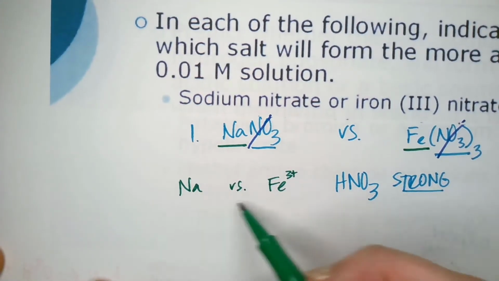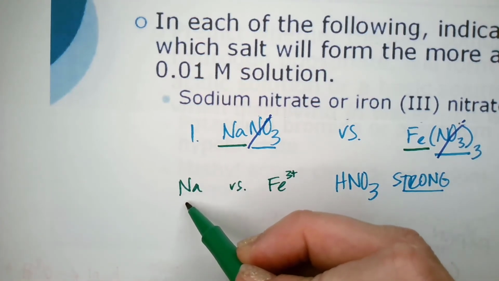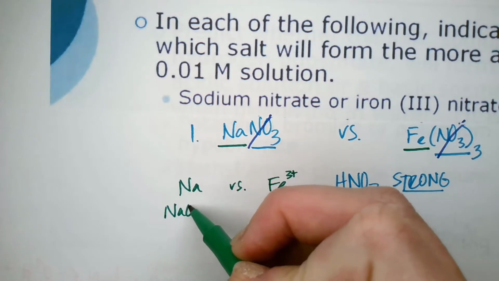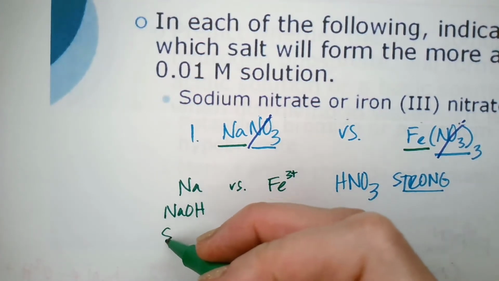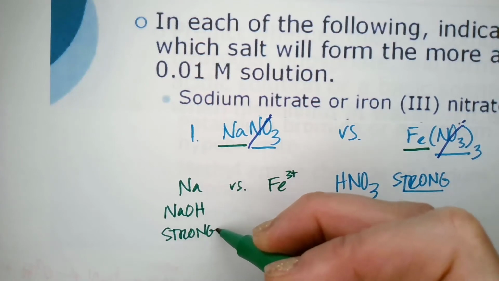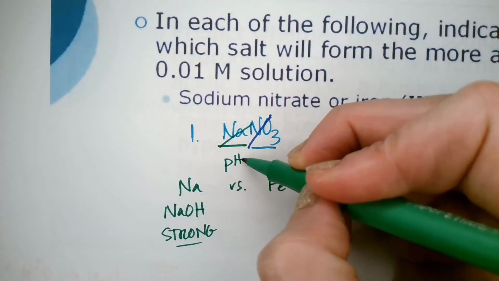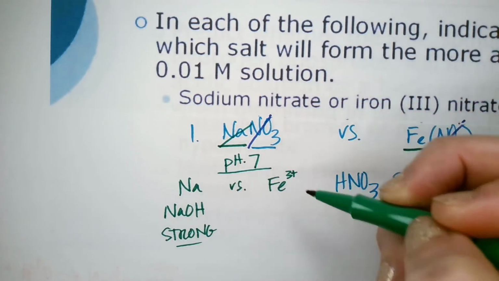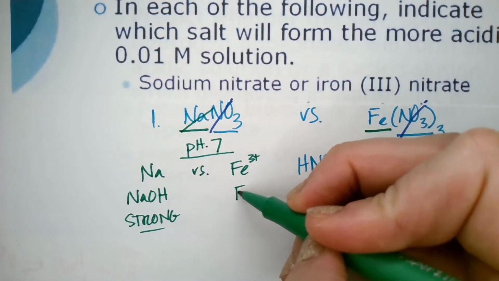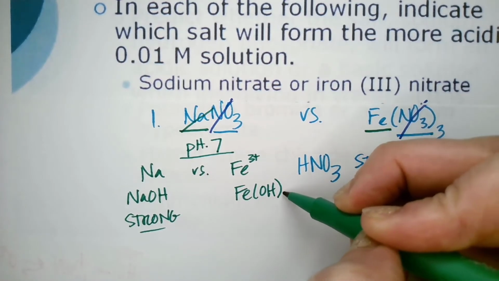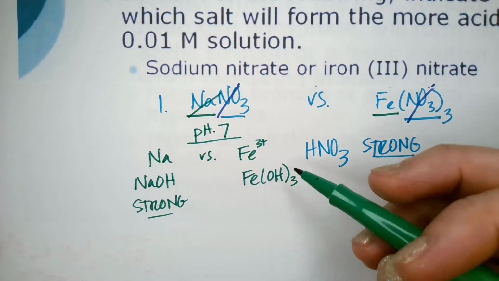So let's look at these cations' parent bases. The cation's parent base would be NaOH. We know sodium hydroxide is strong, right? No effect on that pH. This pH is going to be neutral at 7. Let's look at Fe. Its parent base would be Fe(OH)3, iron hydroxide. And we know that it is not strong. We'll call it weak.